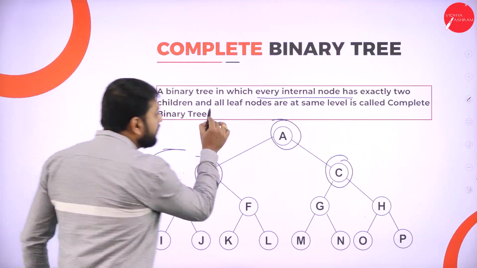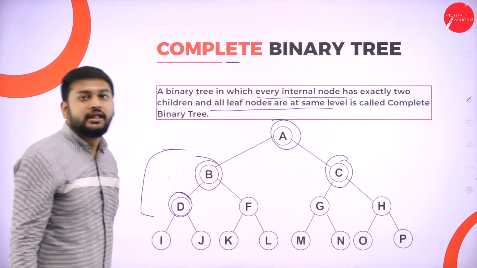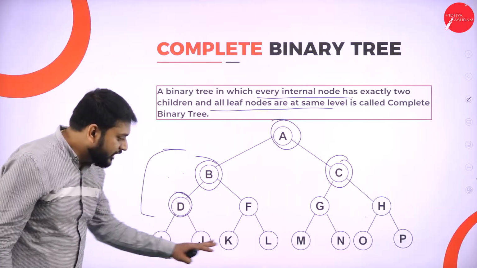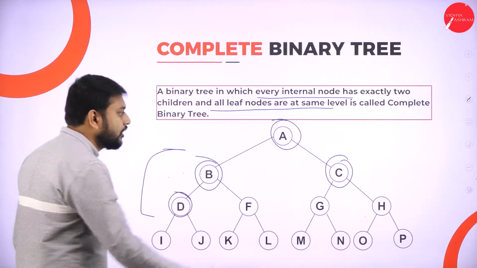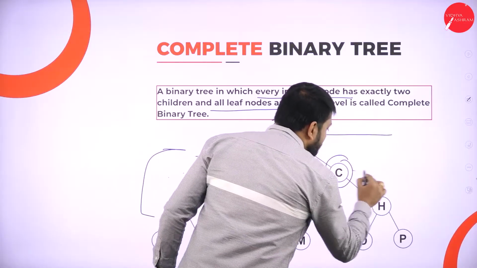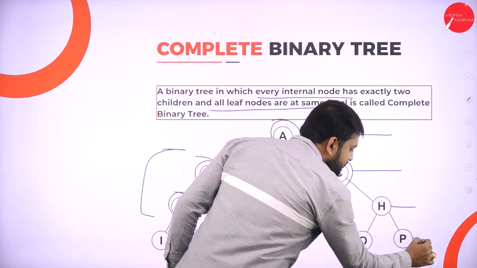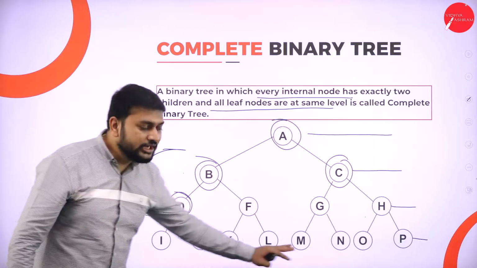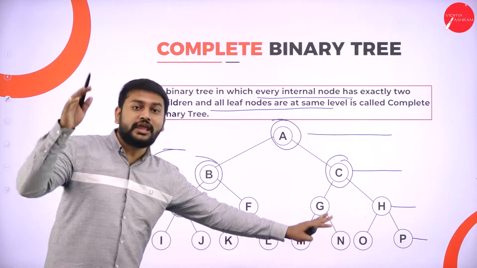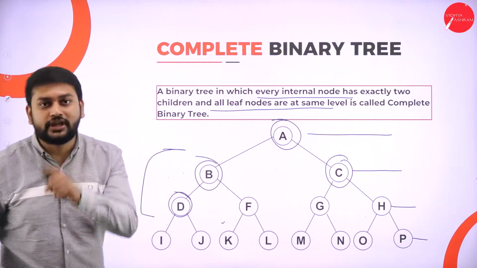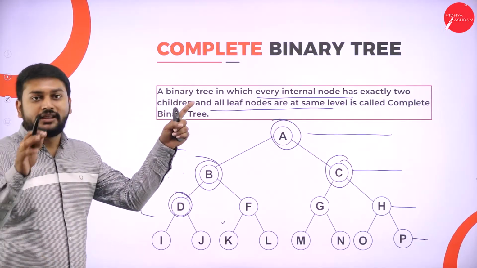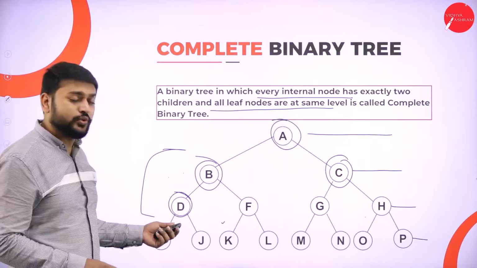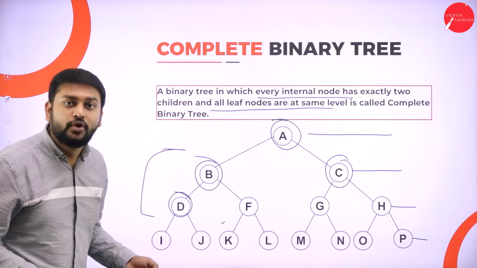But all the leaf nodes are at the same level. When it comes to the leaf nodes, they should be at the same level. Level in the sense what? So this is 1 level, this is 1 level. So all the leaf nodes should be in 1 level. That's what you need to observe here. So that is all about the complete binary tree. So guys, this is one of the important things that you need to remember.